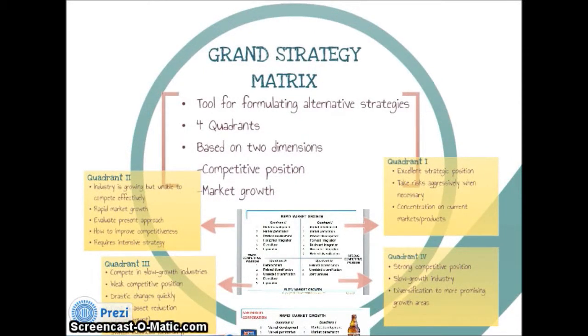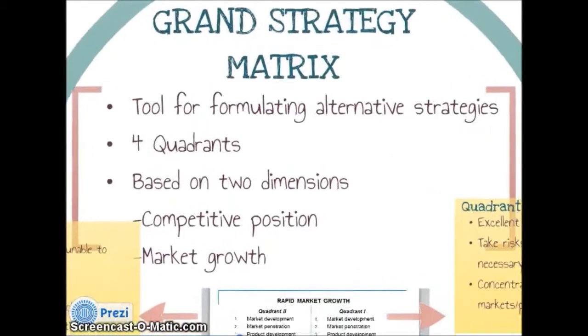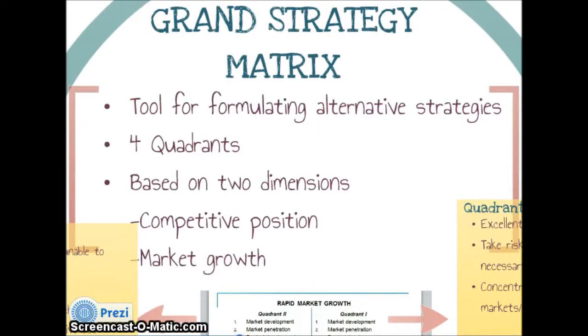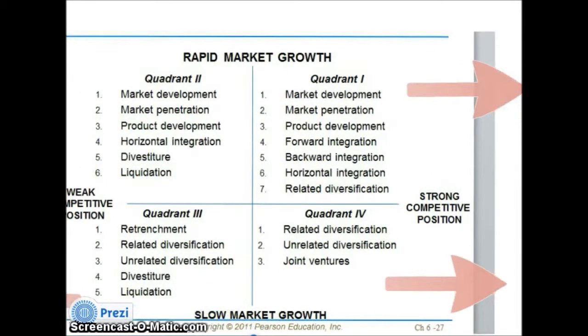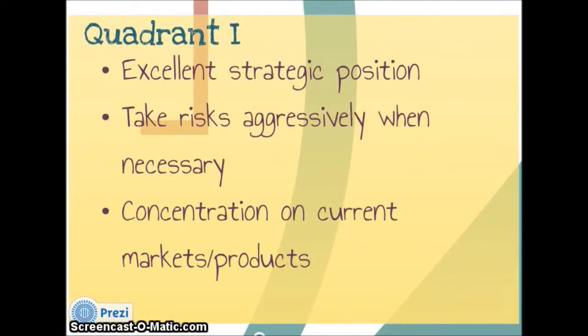Now let us proceed to the Grand Strategy Matrix. The Grand Strategy Matrix is a tool for formulating alternative strategies. There are also 4 quadrants in the GSM matrix, based on 2 dimensions, which are the competitive position and the market growth. Here are the 4 quadrants of the GS matrix.